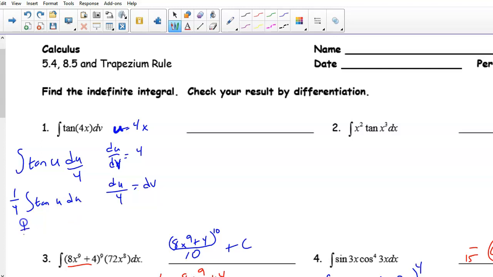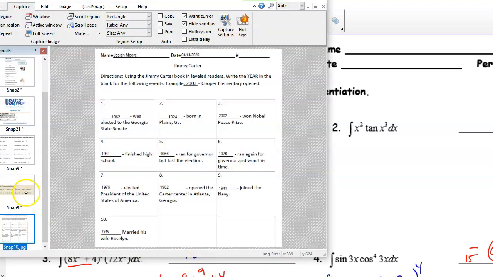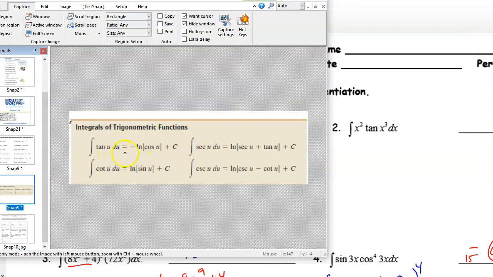So now when I integrate tangent of u, it gives me natural log of the absolute value of cosine of u plus c. So that's it right there. And again, where did I get that value from? I had to look at my chart. Sorry about that. That's my son's homework right there. I had to look at my chart, tan of u du.